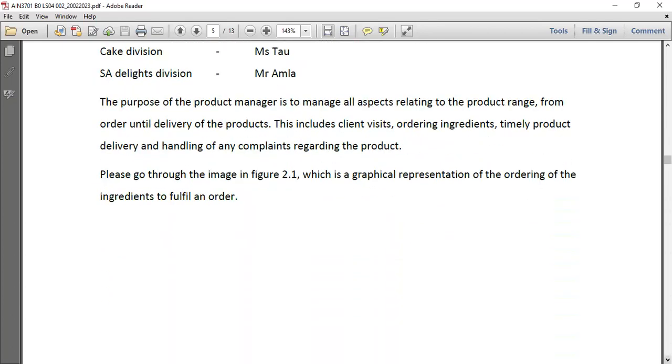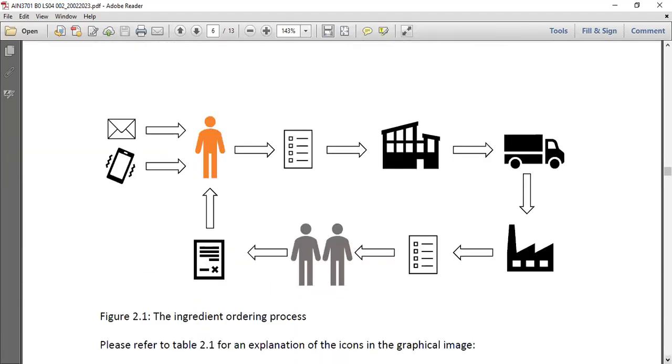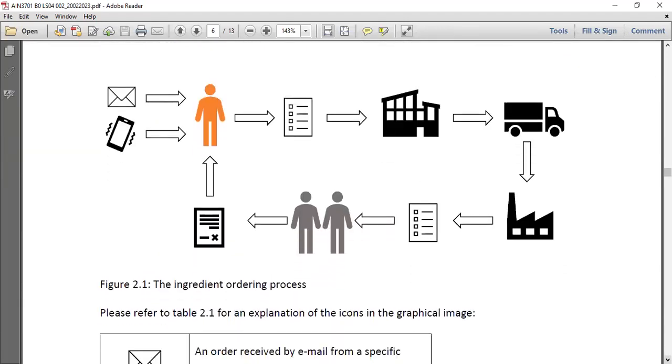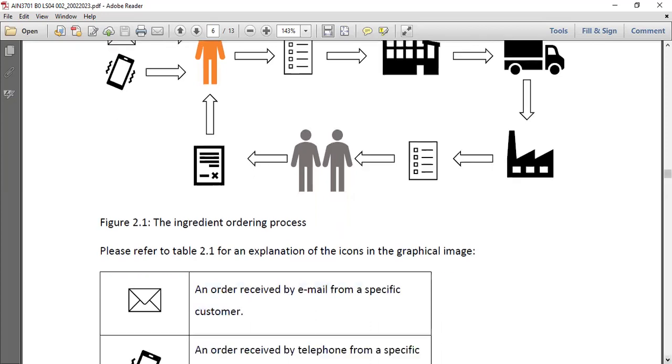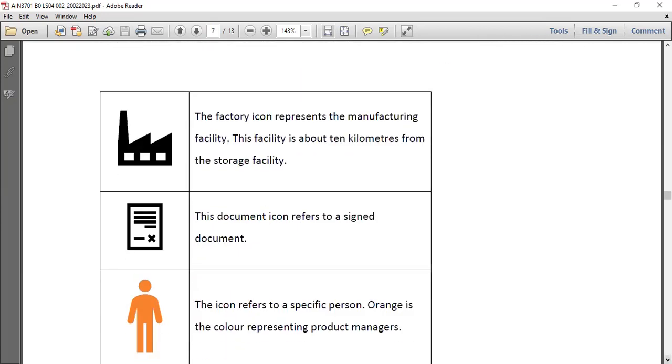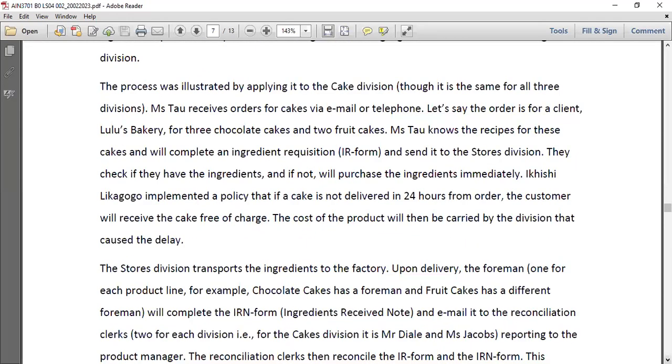Please go through the image in figure 2.1, which is a graphical representation of the ordering of the ingredients to fulfill an order. So they gave us this graphical explanation. Right. Now we have a key here that an order is received by mail from a specific customer. It can be mail or it can be a phone. Then the order is received by the manager. We're given the description here of the whole process. So that process, which is described in pictures, we have it down here.